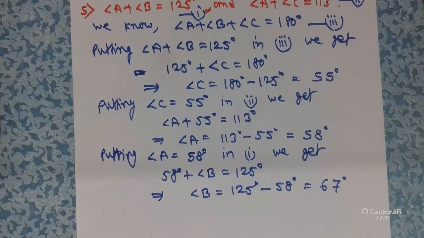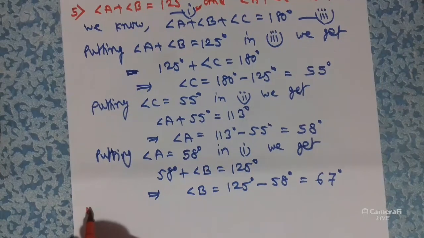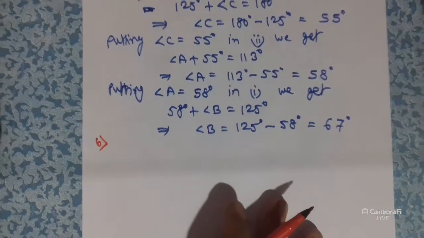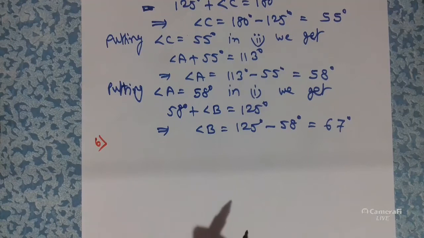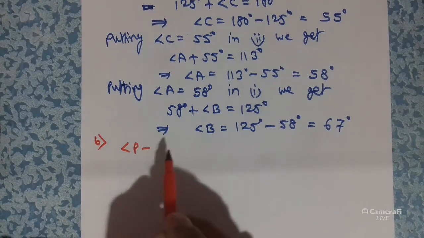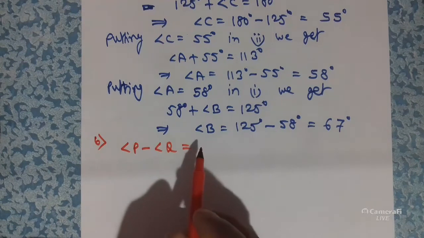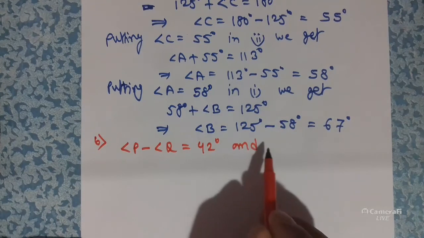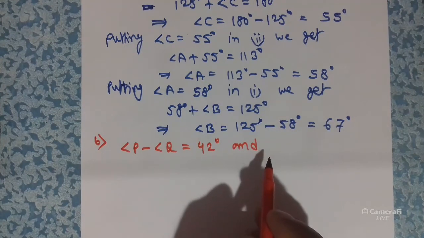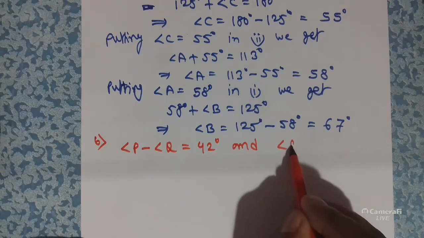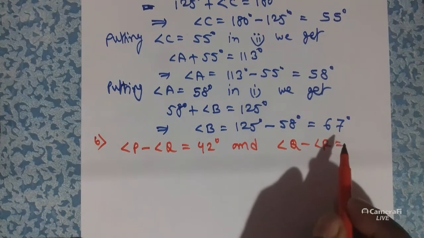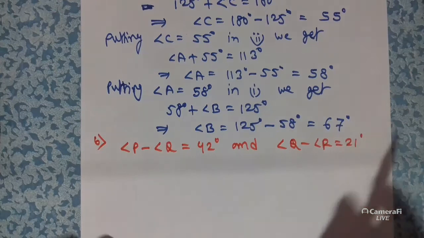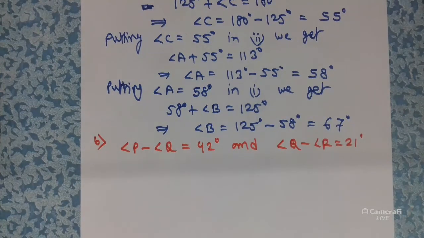is problem number 6. In triangle PQR, it is given that angle P minus angle Q is equal to 42 degrees and angle Q minus angle R is equal to 21 degrees. So here students, we have to find the value of angle P, Q and R.